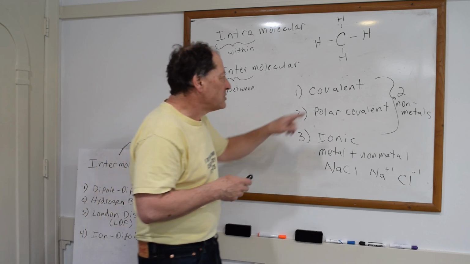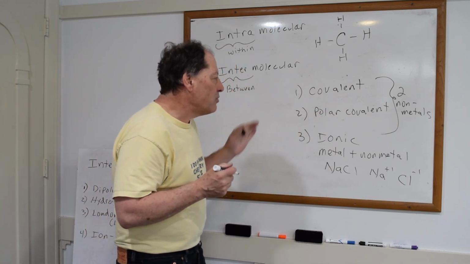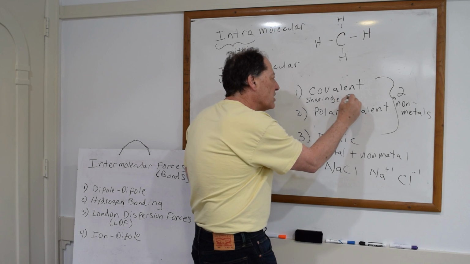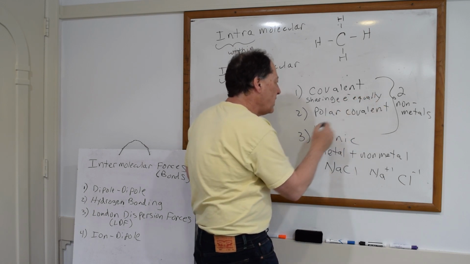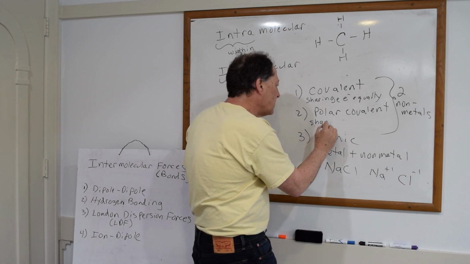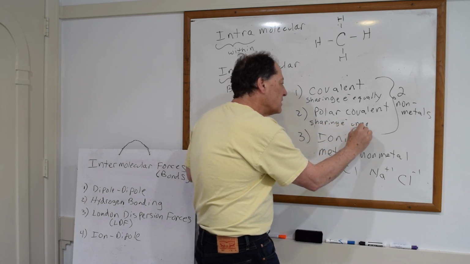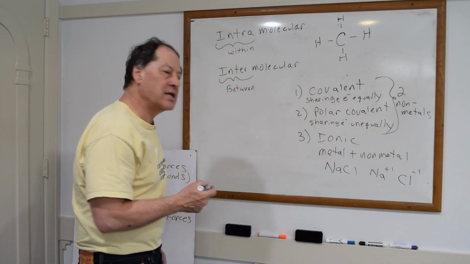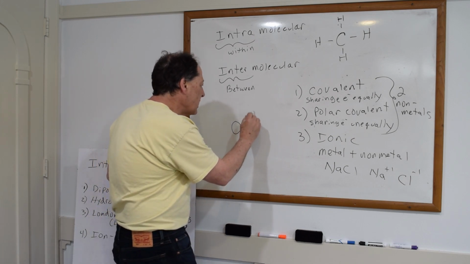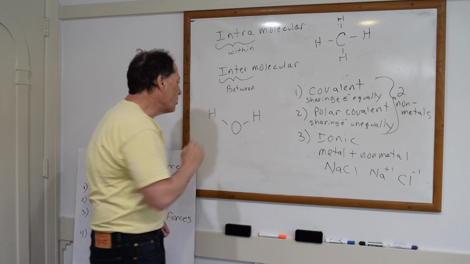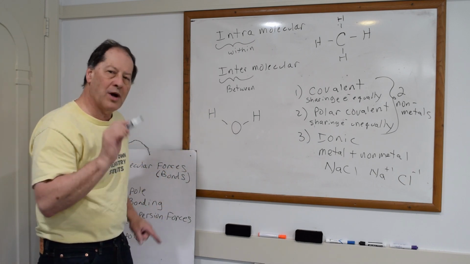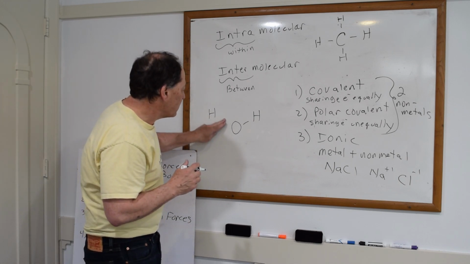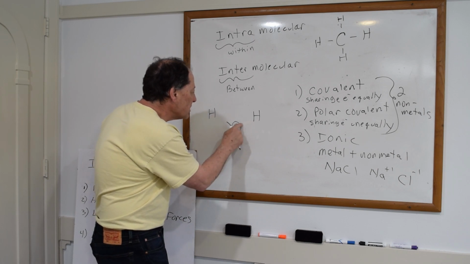Now what's the difference between covalent and polar covalent? Well, they both mean sharing of electrons. Covalent means they're sharing electrons equally, and a polar covalent bond means they're sharing electrons unequally. A good example of sharing electrons unequally would be in a water molecule. That's a pair of shared electrons. Oxygen wants that pair of electrons more than hydrogen because it's got a greater electronegativity, so that pair of electrons is closer to the oxygen than hydrogen.